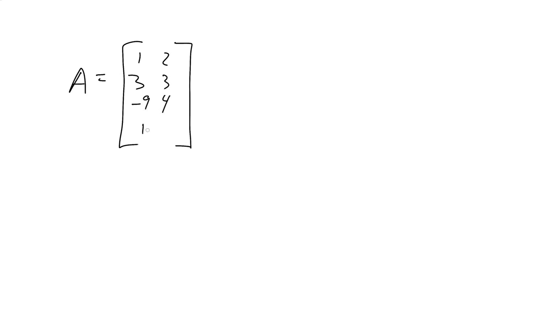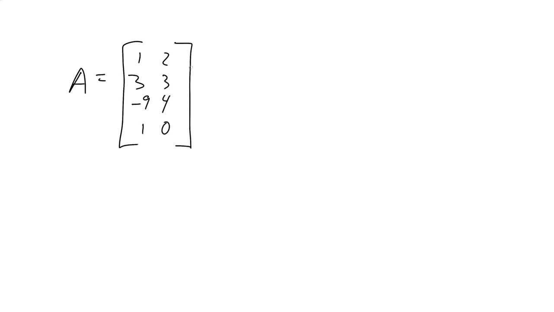Okay, first of all, the thing you get back as a result of doing matrix vector multiplication is not what you'd expect, or at least it's not what I expected. All right, so let me show you how that works. Let's say we have a matrix here, A. And let's make it a 4 by 2. So 1, 2, 3, 3, negative 9, 4, 1, 0.